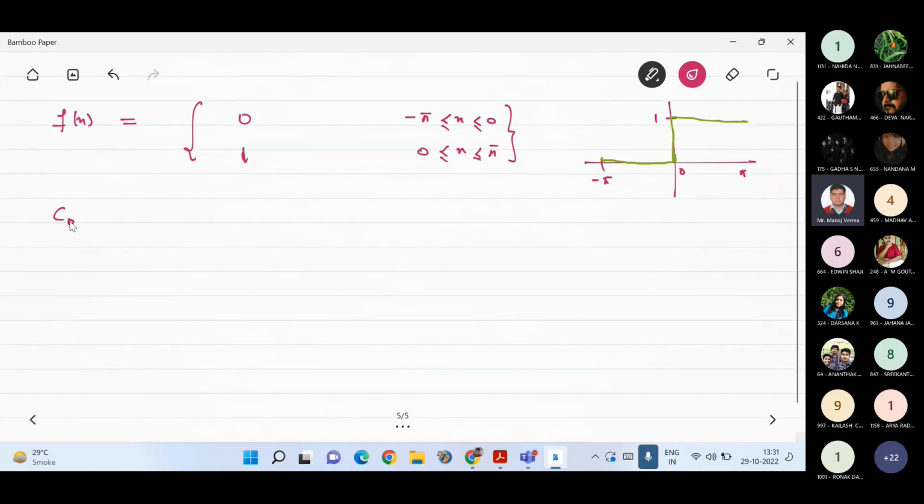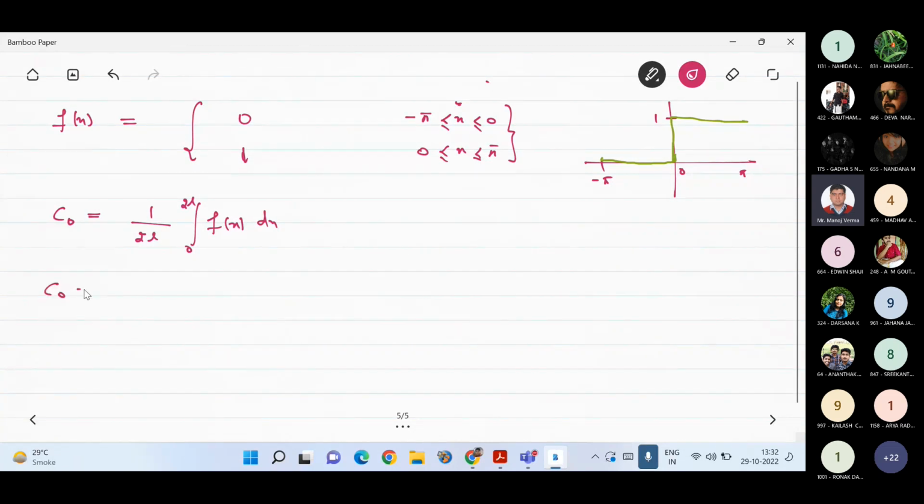First, I will calculate the value of C naught, which was 1 by 2L integration 0 to 2L f(x) dx. This function was defined from minus pi to pi, so I will insert the whole limits minus pi to pi. You can see the value of the function is 0 in the range minus pi to 0, and the value of the function is unity in the range 0 to pi. So it will be quite simple. And of course, the total interval is 2 pi.